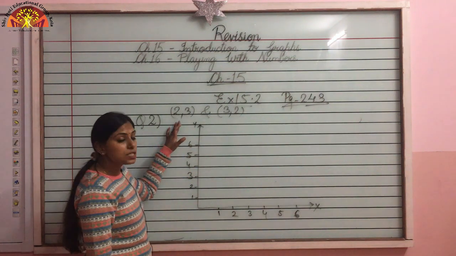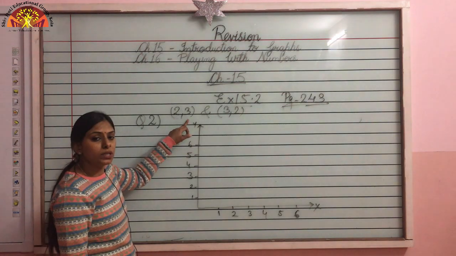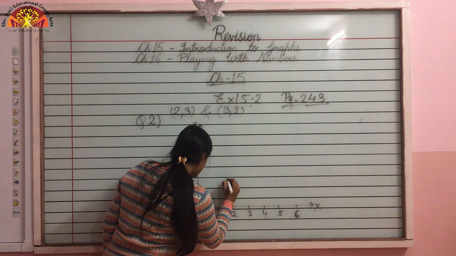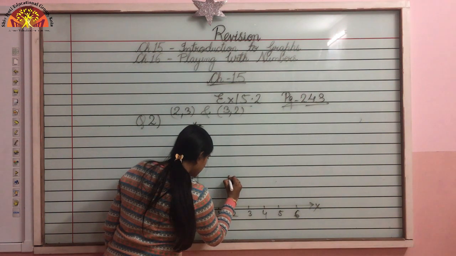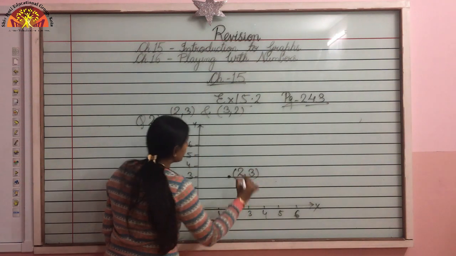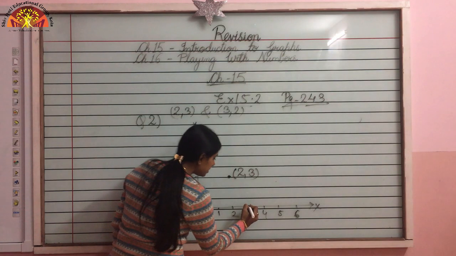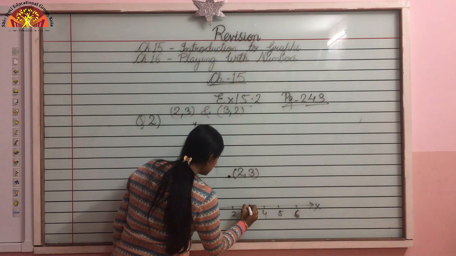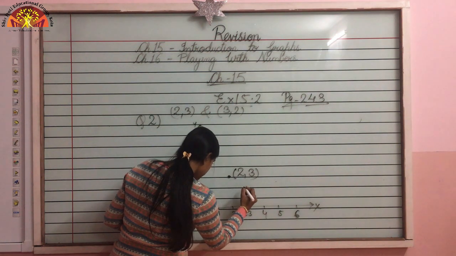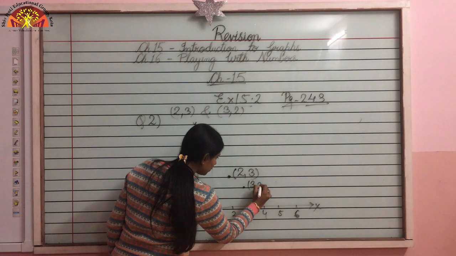Now our first point is 2, 3. That is 2 on the x-axis and 3 on the y-axis. So just see, this is the point, this is 2 and this is 3. So the first point is 2, 3. Now our next point to plot is 3, 2. So just see, on the x-axis it is 3 and on the y-axis here it is 2. So this is the point 3, 2.